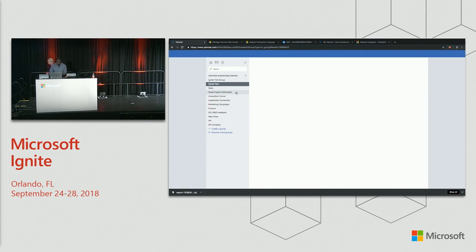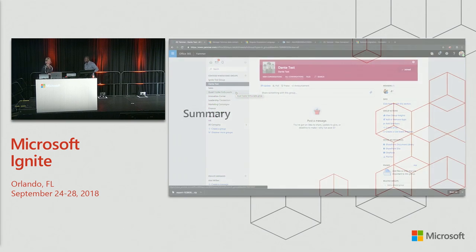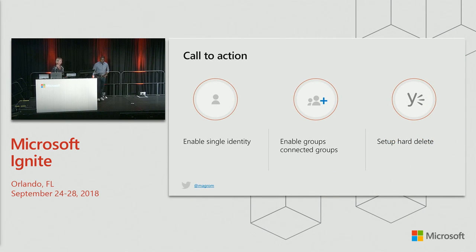Okay. So to make a quick summary, because we are already at the end of our session: the three main parts you should take out of this session are, please start with a single identity, enable that, enable Office 365 connected groups, and also set up hard delete to be GDPR compliant and to be able to answer the update and deletion requests.